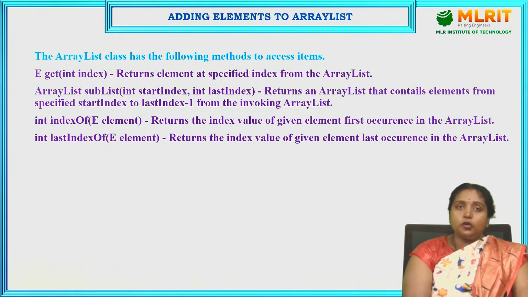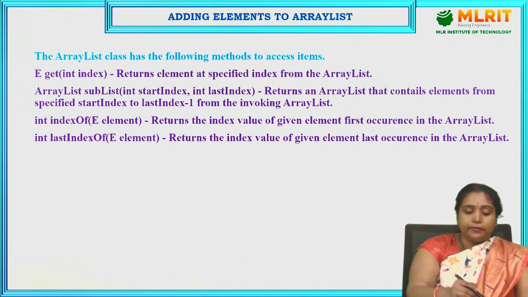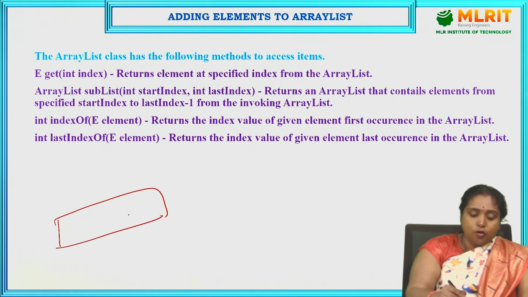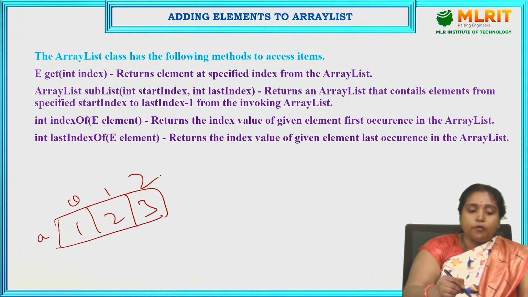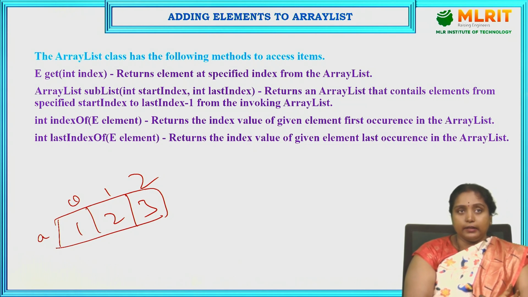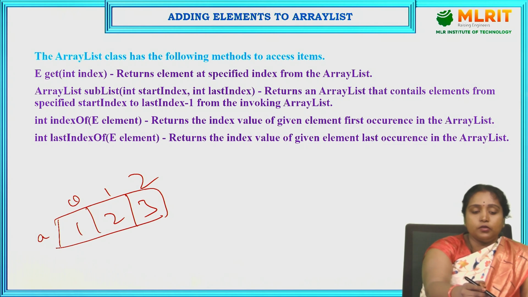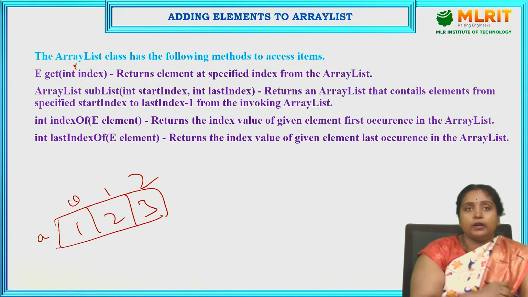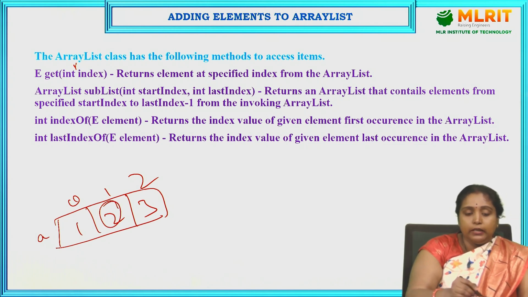So if I want to get the value at a particular index, if I'm having an array list of 1, 2, 3, and I want to get the value which is at index 1, I can use get of 1. If I give the index value 1, 2 will be displayed.